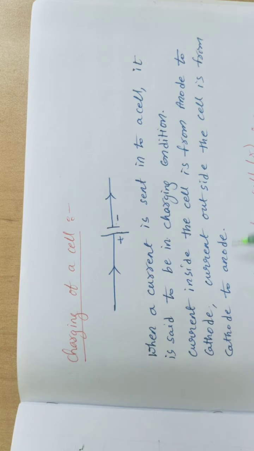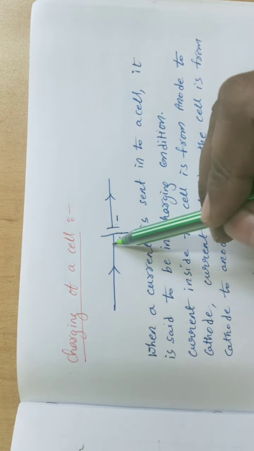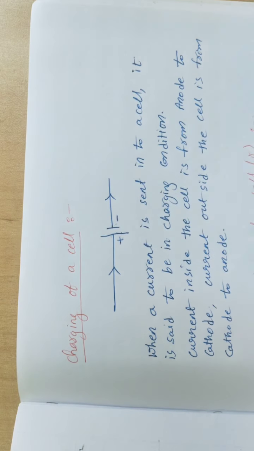In this situation, current inside the cell is from anode to cathode, meaning current is flowing from positive terminal to negative terminal inside the cell. Outside the cell, in the reverse condition, the current flows from cathode to anode. In these situations we call the cell to be in charging condition. So we discussed EMFs and potential differences, charging of cells and discharging of cells. Further we are going to discuss internal resistance of a cell.